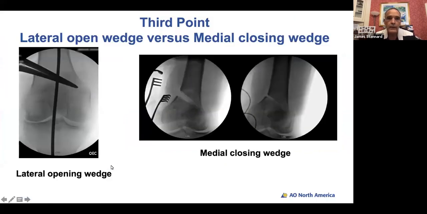And he pointed out a lot of points about that and some of the advantages and disadvantages regarding stability, more rapid healing, and some things like that. His third point looked into whether you should do a lateral opening wedge versus a medial closing wedge if you're doing a distal femoral osteotomy. So you can see the lateral opening wedge on the left, and then you can see they've cut out the bone, and then they're doing a closing wedge on this one on the right.